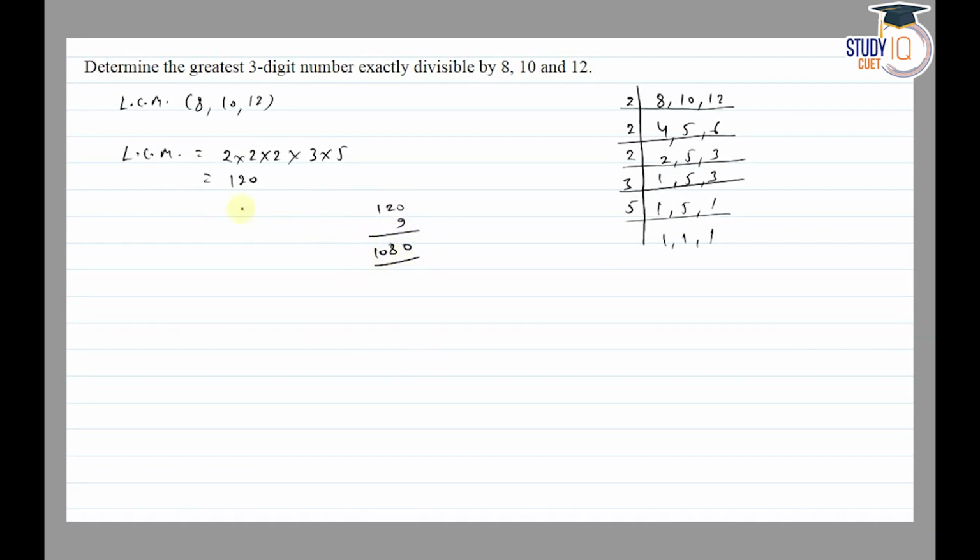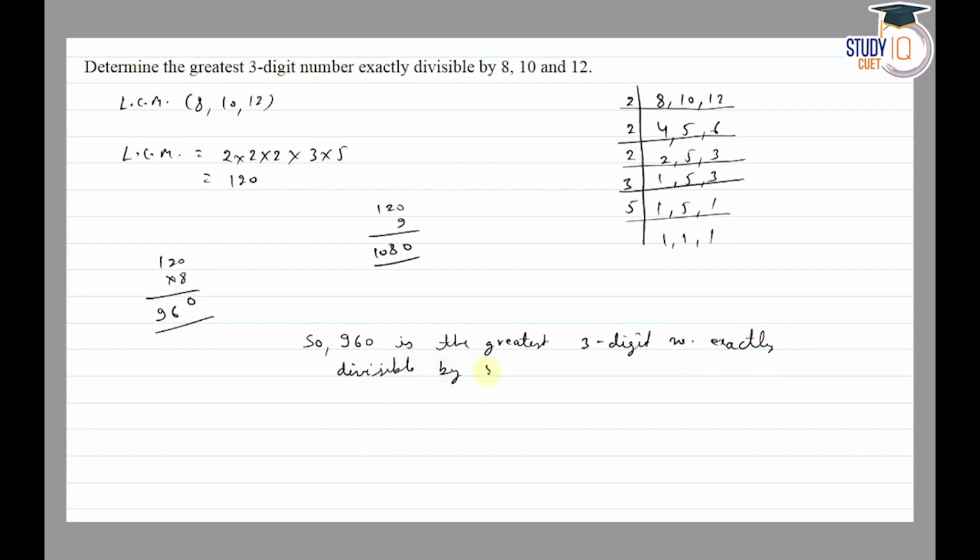So इसका 8th multiple हो जाएगा. So 120 into 8 हो जाएगा हमारे पास 960. So 960 is the greatest 3-digit number exactly divisible by 8, 10 and 12. Thank you.